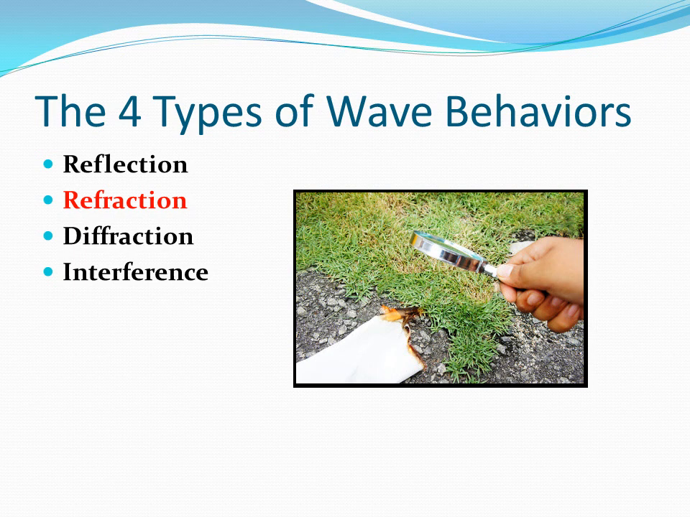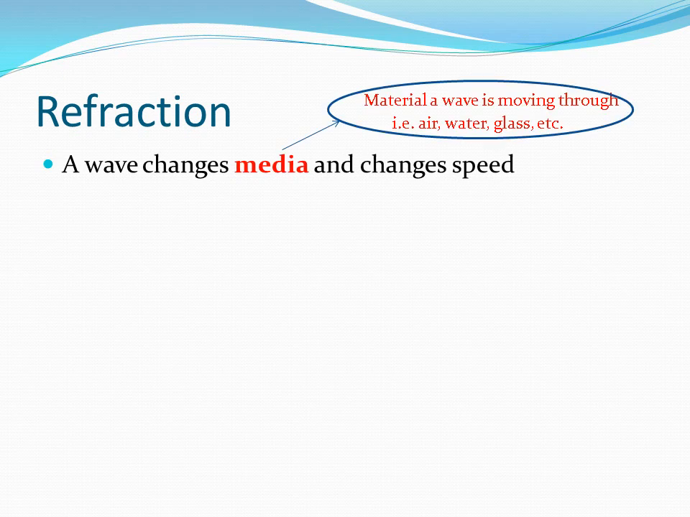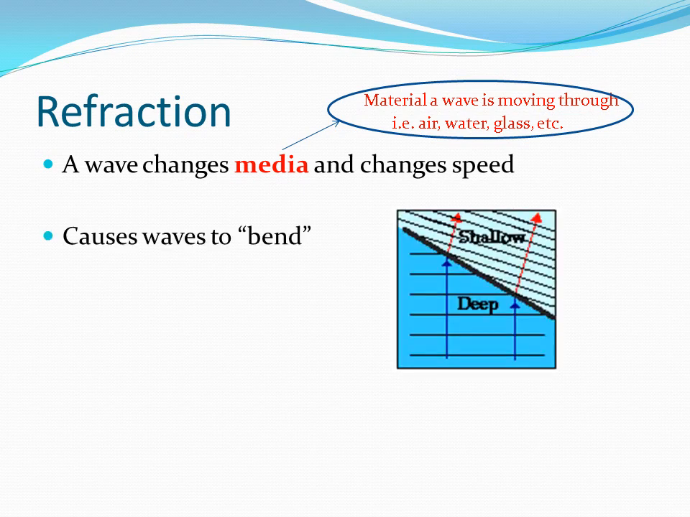The next type of wave behavior is refraction. This is what happens when light bends to be able to focus through something like a magnifying glass. What happens in refraction is a wave changes media. Now, what is it? It's just the material a wave is moving through. Today we'll talk about air, water, and glass, but really it can be anything that a wave moves. As the wave changes this material or media, the wave actually bends.